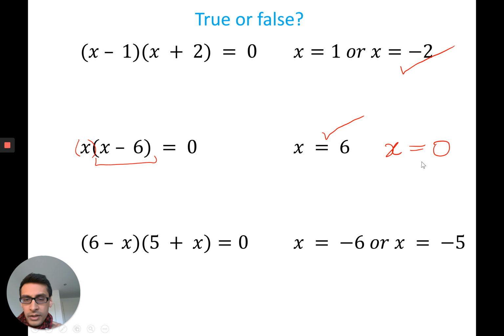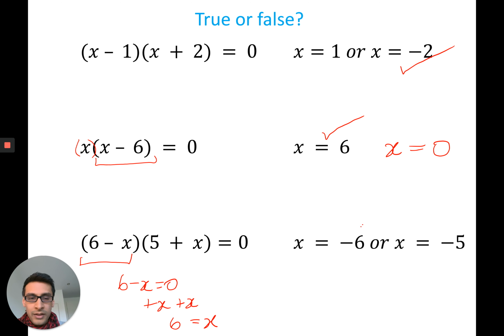And in the third one, 6 minus x times 5 plus x is 0. That means that x must be 6, -6, or x equals -5. Is that true or false? Well, I can see when I rearrange 6 minus x equals 0, if I add x to both sides, I get 6 is equal to x. That's obviously not the case here, so that's false. The second answer is correct though. So again, not completely correct answer.